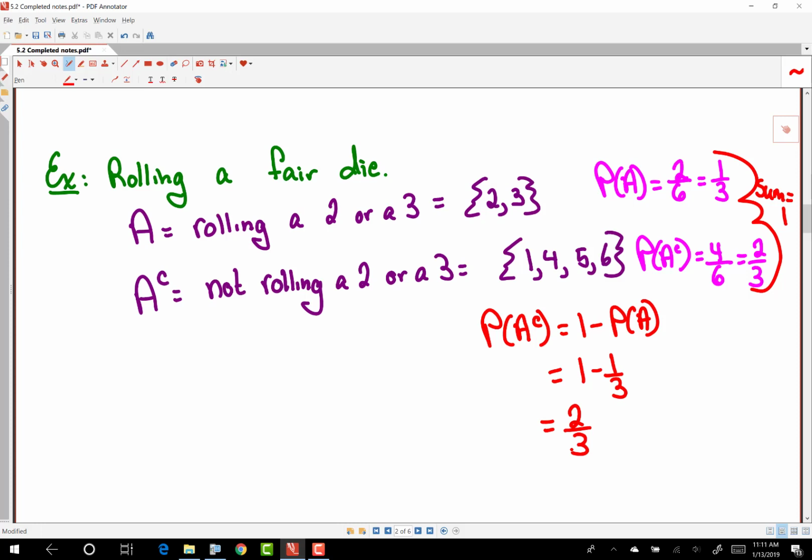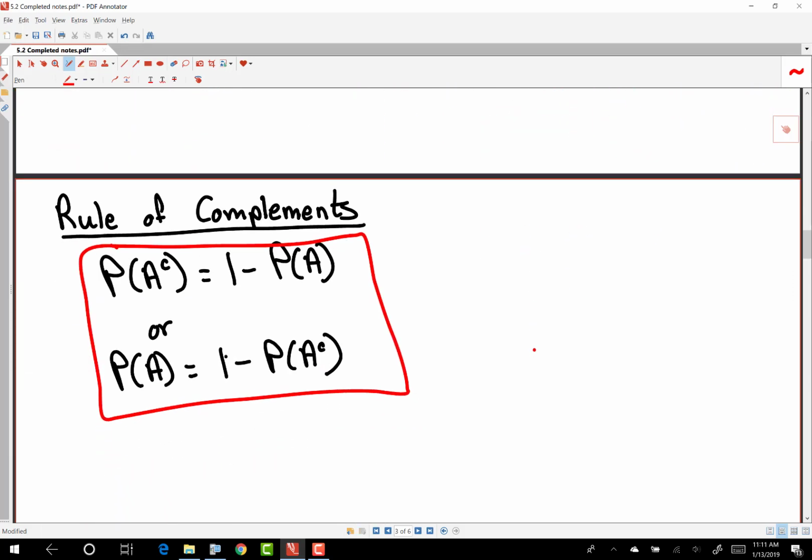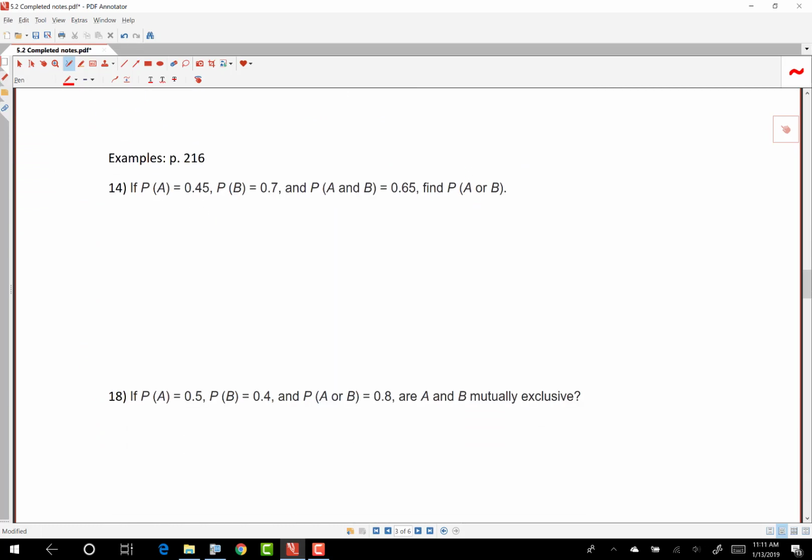Okay, so let's take a look at some examples from the homework, and we'll use our rules that we've been learning. So on page 216, let's start with number 14.